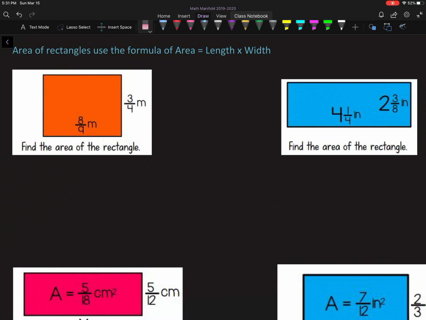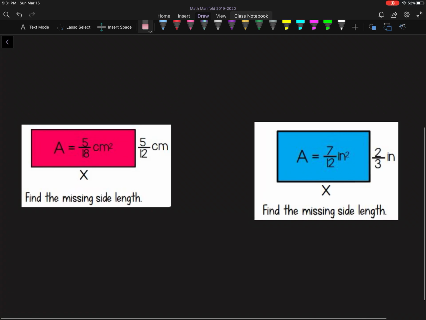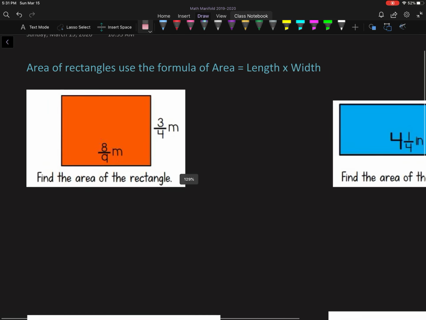Today we're going to apply our understanding of multiplying and dividing with fractions to area of rectangles that have fractional side lengths. So two of our problems that we're just going to practice with are two rectangles, one of which has just fractional side lengths, the other that has mixed numbers, and then we're also going to practice working backwards. So that means that we'll have to divide in order to find the missing side length.